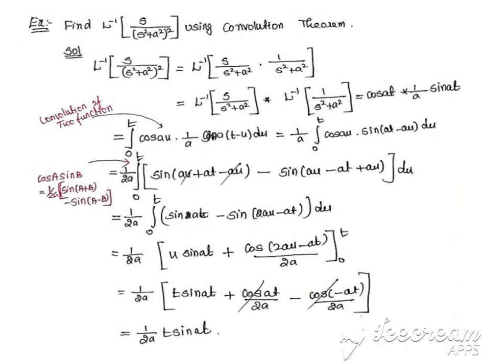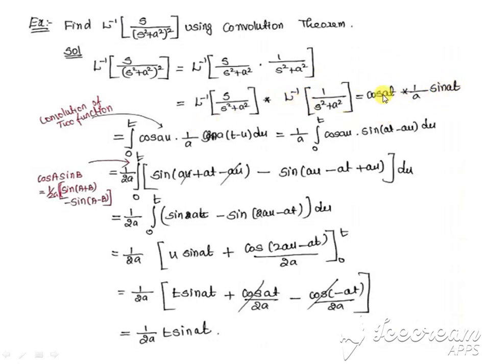One example for using the convolution theorem: we need to find L inverse of s by s squared plus a squared the whole squared using the convolution theorem. For that, I write it as s by s squared plus a squared into 1 by s squared plus a squared. By the convolution theorem, we can separate it as L inverse of s by s squared plus a squared convolution L inverse of 1 by s squared plus a squared. For the first we have cos at. For the second we need a in the numerator, so multiply and divide by a, giving 1 by a into sin at.